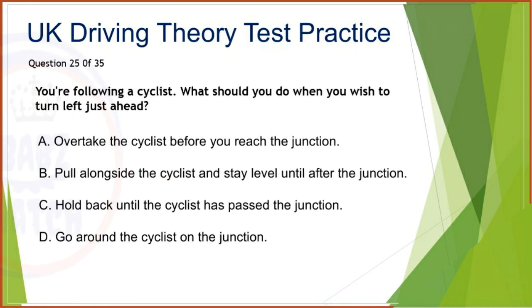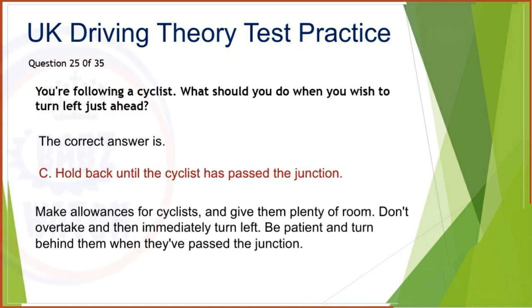Question 25 of 35. You're following a cyclist. What should you do when you wish to turn left just ahead? A. Overtake the cyclist before you reach the junction. B. Pull alongside the cyclist and stay level until after the junction. C. Hold back until the cyclist has passed the junction. D. Go around the cyclist on the junction. The correct answer is C.